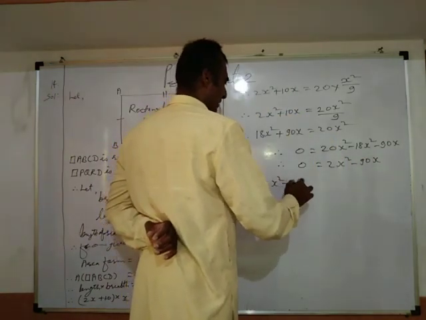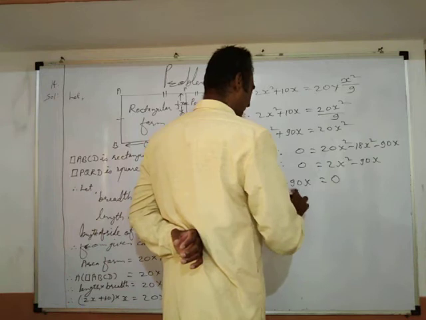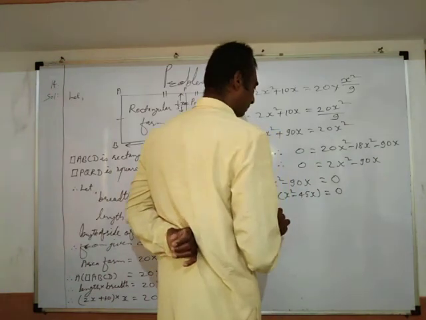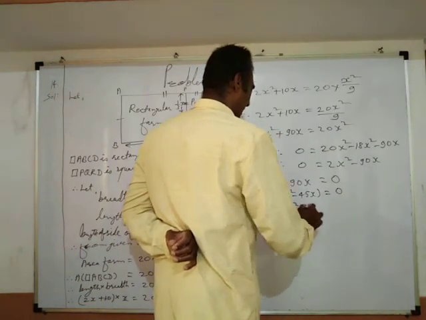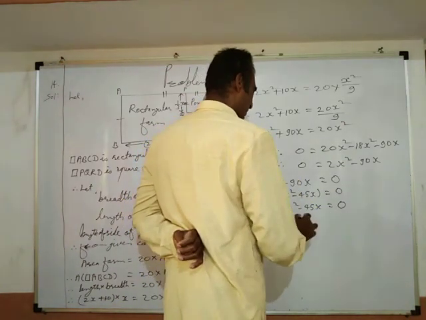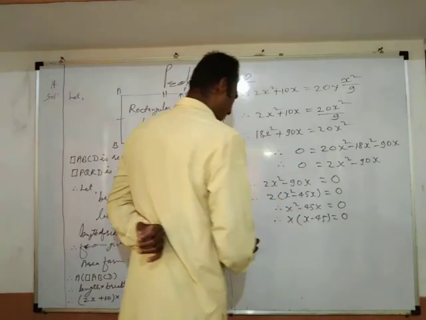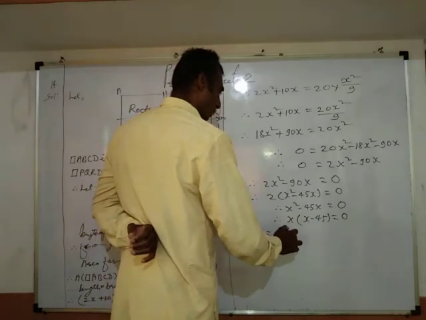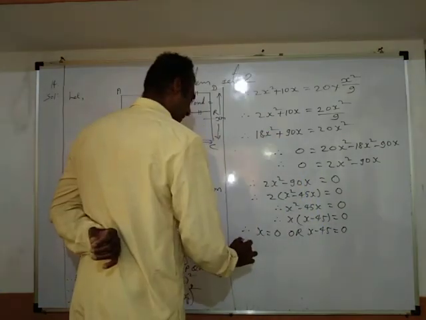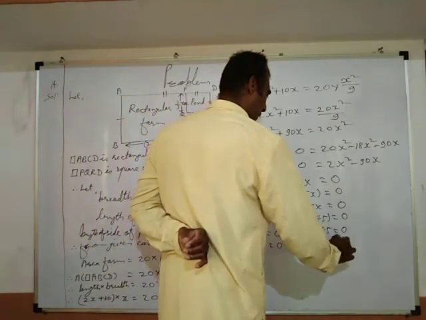Therefore 2x square minus 90x equal to 0. Therefore 2 in bracket x square minus 45x equal to 0. And therefore x square minus 45x equals 0 upon 2, which means 0. And therefore x in bracket x minus 45 equal to 0. And therefore x equals 0 or x minus 45 equal to 0. That is x equal to 0 or x equals 45.